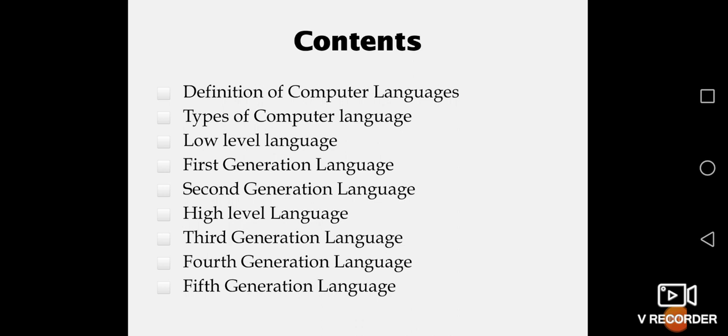We need a computer language to interact with a computer. The contents that we are going to discuss here are: the definition of computer language, and the types of computer language. The two types are low level language and high level language. Low level language is again split into first generation language and second generation language. High level language has three types: third generation language, fourth generation language, and fifth generation language. We are going to discuss this in detail.